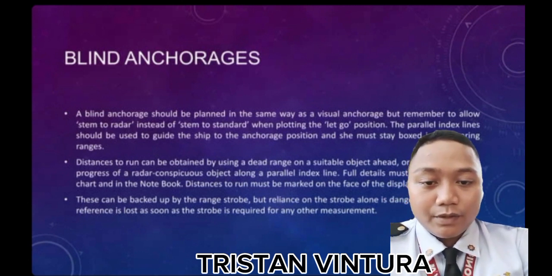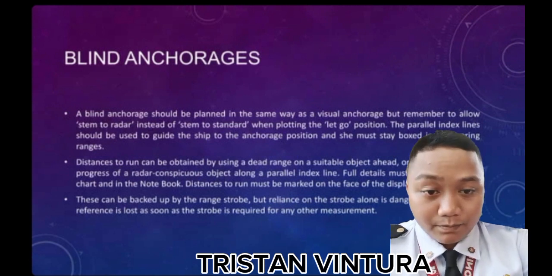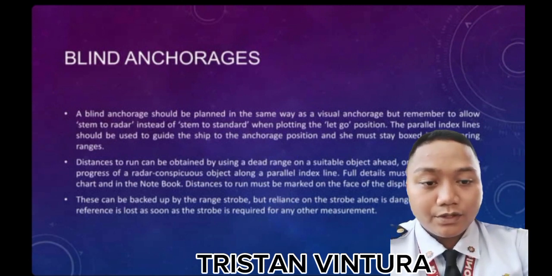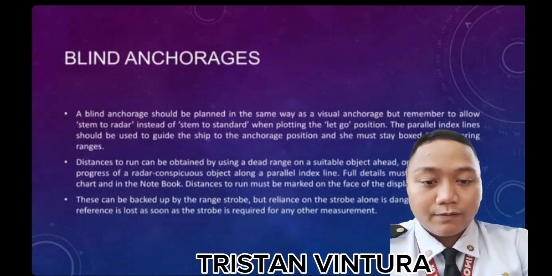Distance to run can be obtained by using a dead range on a suitable object ahead, or by measuring the progress of a radar conspicuous object along a parallel index line. Full details must be shown on the chart and in the notebook. Distances to go must be marked on the face of the display. This can be backed up by the range strobe, but reliance on the strobe alone is dangerous because the reference is lost as soon as the strobe is required for any other measurement.